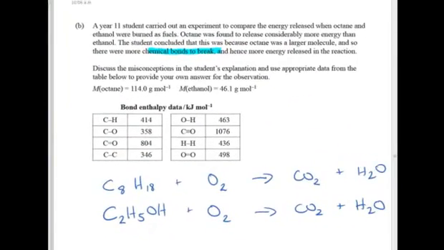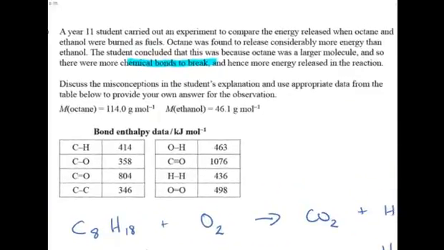Now this question is looking at bond energies to help us work out a question. The student doing an experiment has burnt octane and found that it gives off a lot more energy than ethanol. He, or she, thinks that's because it's a bigger molecule and that there are more chemical bonds to break and hence more energy is released. Now we're asked to look at these misconceptions and use the data to back up what we're saying.